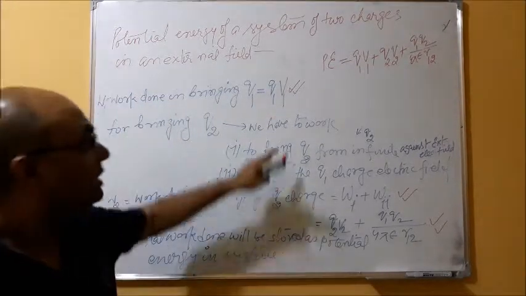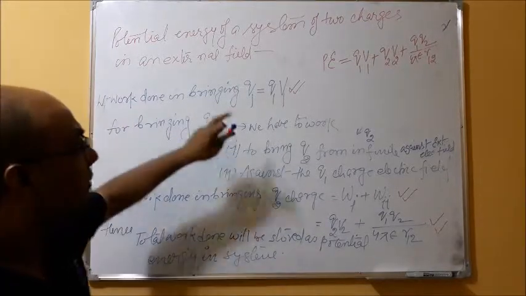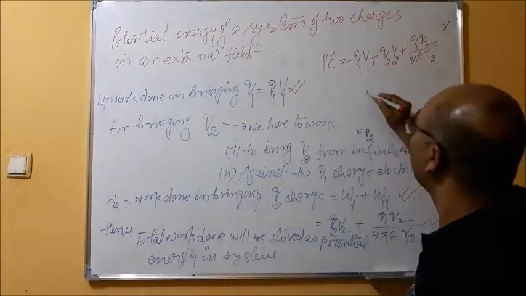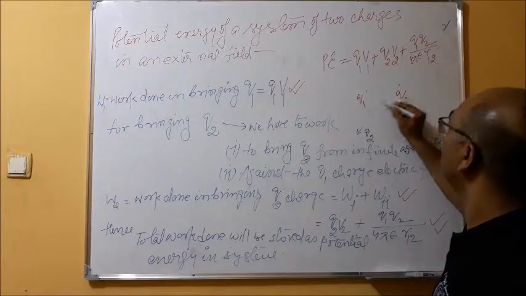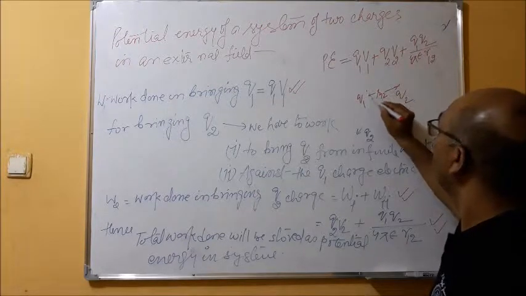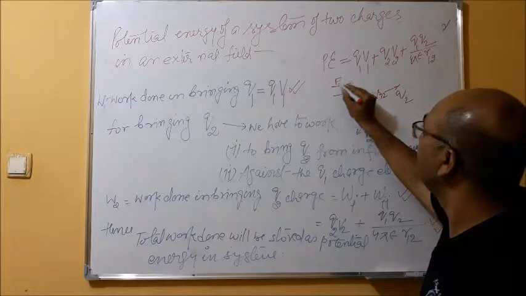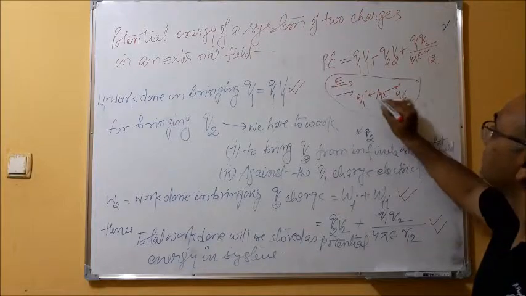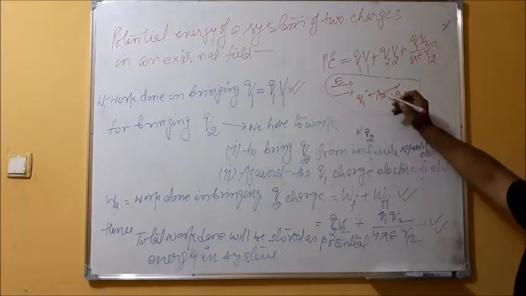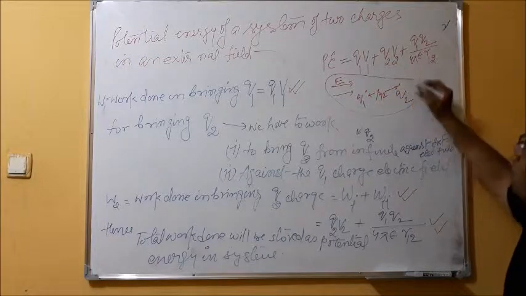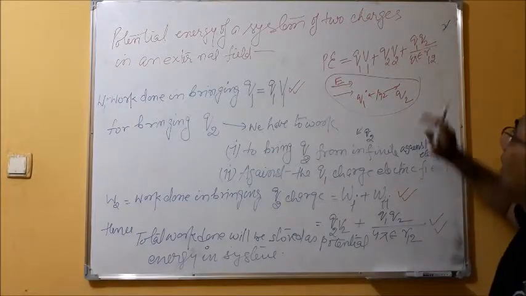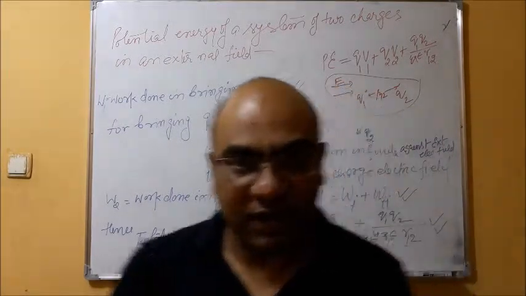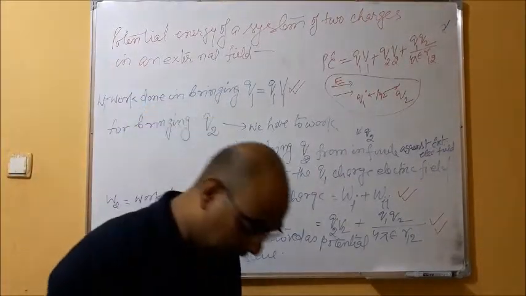I hope this expression is clear to you. Reviewing again: if you want to make a system where this is Q1 and this is Q2, at a distance of R12, and these are placed in an external field E, how can we get the potential energy? For this system, the potential energy will be Q1 multiplied with V1 plus Q2 multiplied with V2, and Q1 Q2 upon 4 pi epsilon R12. Is it fine? Okay, so let's see another topic.